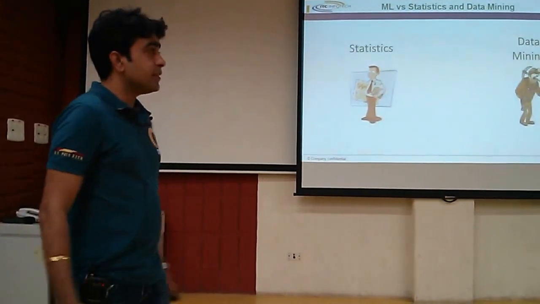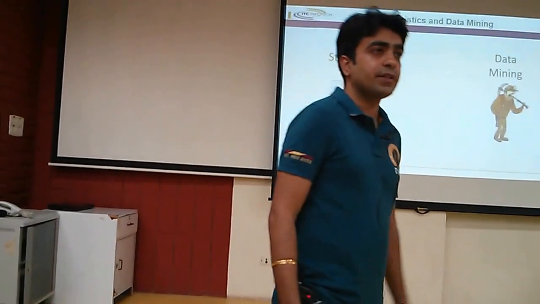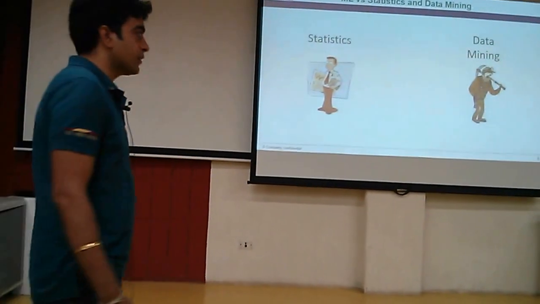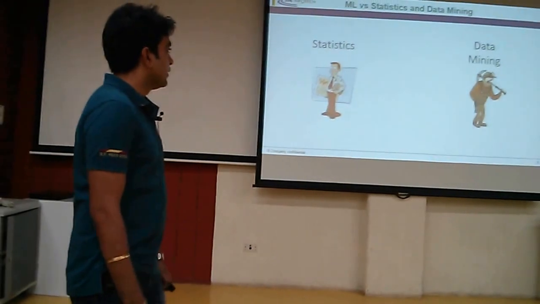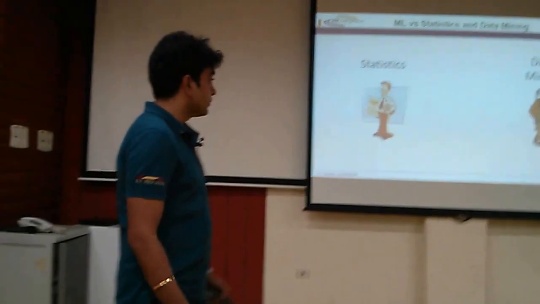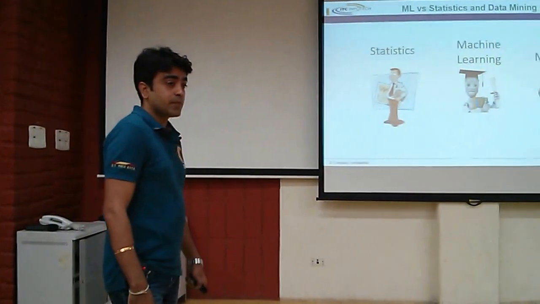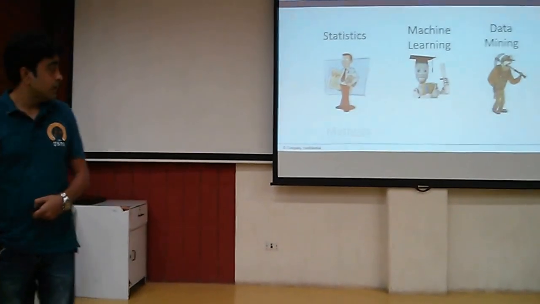So you widely hear the terms statistics, data mining, machine learning, artificial intelligence, and all these terms become confusing. Like, what is what? Are they related? Are they the same? Or are they completely different? I would say machine learning sits somewhere between statistics and data mining. I'll just tell you what each discipline does.